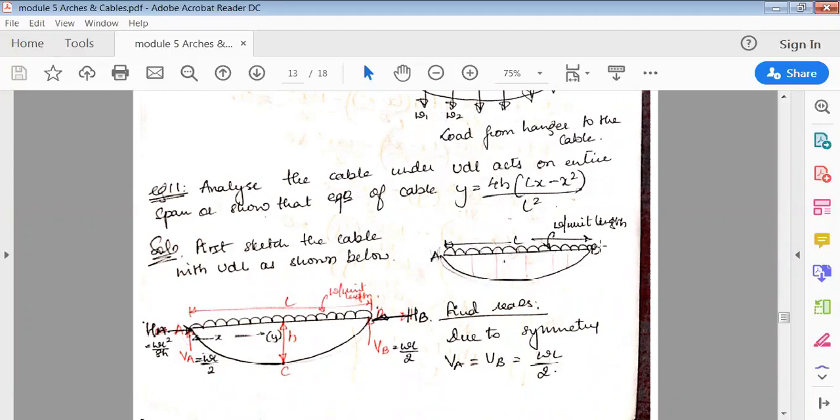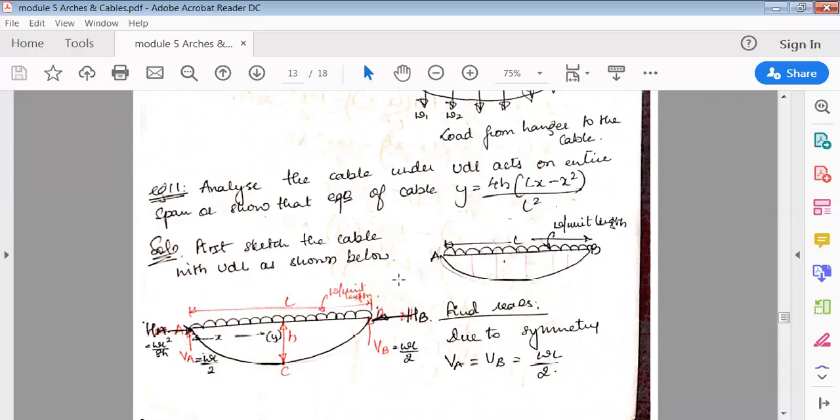This is the cable, and there is a UDL acting on the entire span, or show that the equation of the cable is y is equal to 4h (Lx minus x square) divided by L square. See, we have already used this equation. So this is the equation of the parabola. So in the exam, they'll either ask you, analyze the cable under the UDL on the entire span. Only this part of the question can be asked. Then it is understood that you have to take this parabolic equation, or they simply ask you the second part like this: show that the equation of the cable is this.